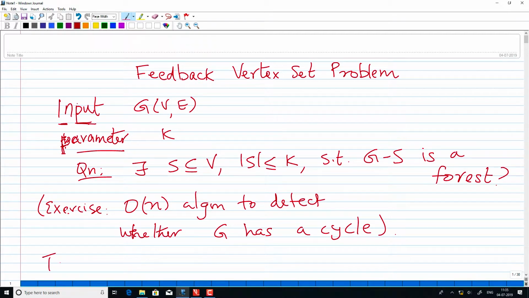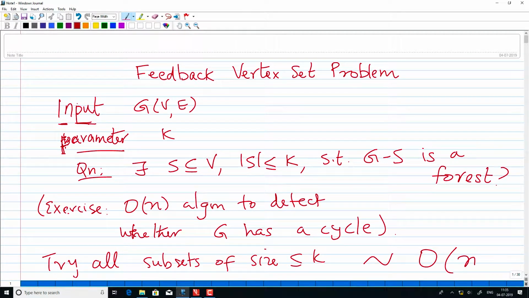N power k plus 1 kind of algorithm, right? So basically try all subsets of size at most k, and this gives you an n power k plus c kind of algorithm, where c is some constant, and then each time you have to check whether what remains is a forest. So this is not a good algorithm in our framework because k is sitting on top of n, and I want to know, can I drive k out of the exponent of n and get an algorithm with running time f of k times polynomial in n.